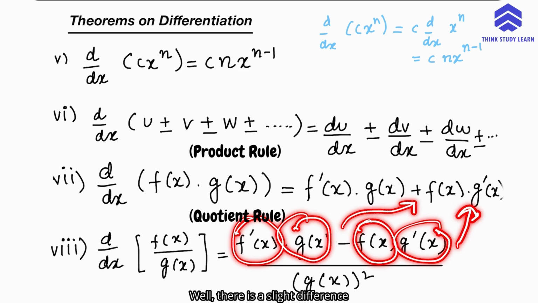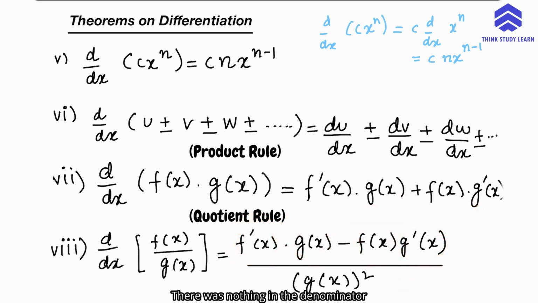Well, there is a slight difference in the denominator. There was nothing in the denominator of the product rule, but in this case we have a denominator. That is because we have something in the denominator of the question. So what we have to do is we just have to take the square of whatever is in the denominator. So differentiation is not that difficult. We just need to know some basic formulas, and with the help of that we can solve each and every question. Now, for a quick recap, let's discuss each of them once again.